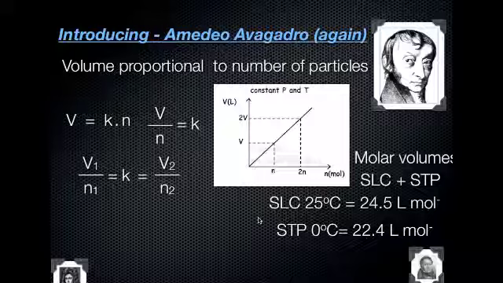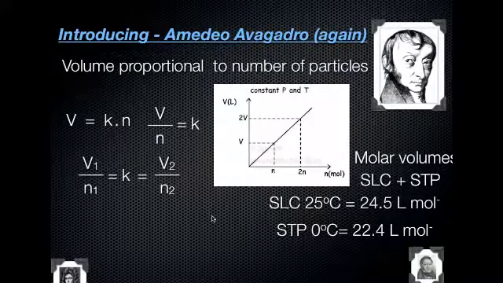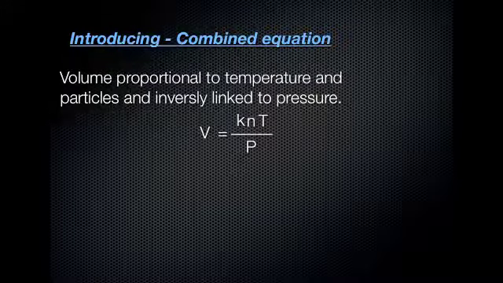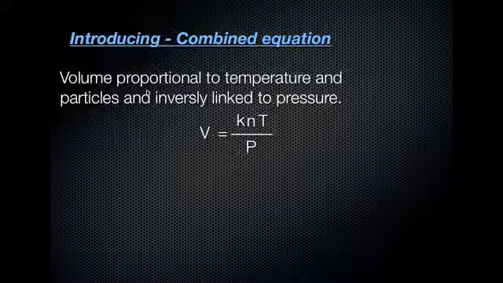They're the 3 main gas laws that are named after people. However, rather than learning all those 3 different gas laws, what I'd like you to learn is the general gas law, the combined gas equation. This links in all the things we've talked about: volume is proportional to temperature and particles and inversely linked to pressure. So V equals Knt over P, where this K is a constant linking all these things together. It takes into account all the other Ks, the constants from the last 3 slides.